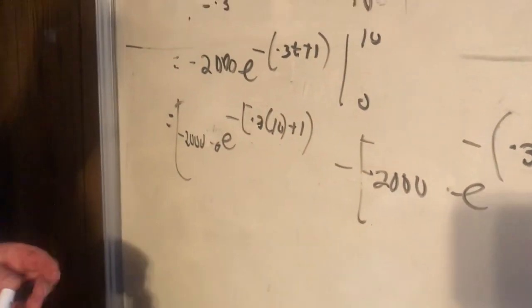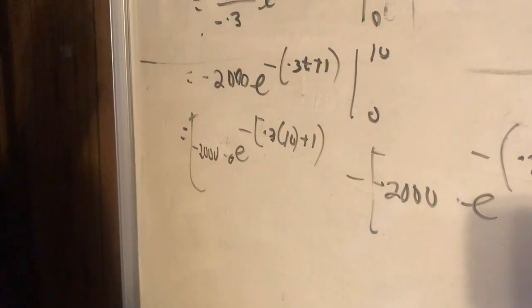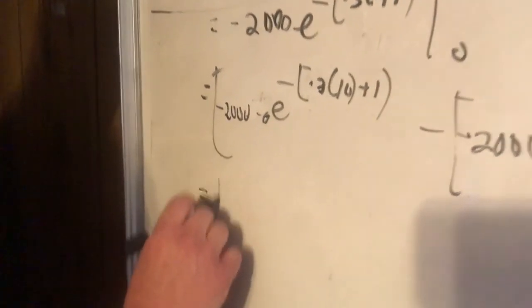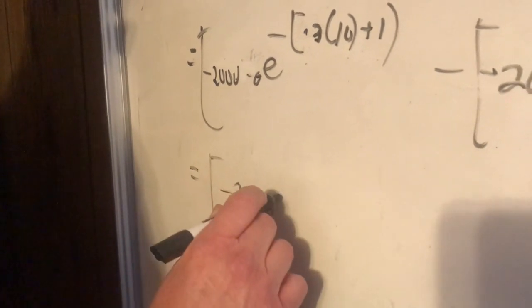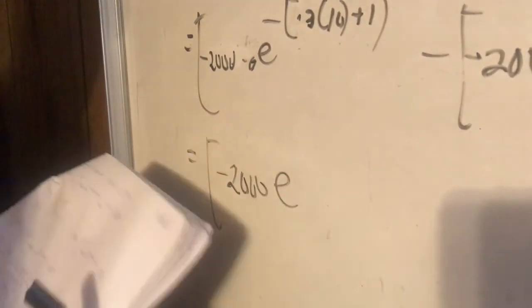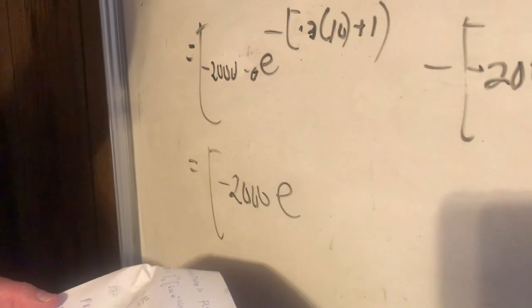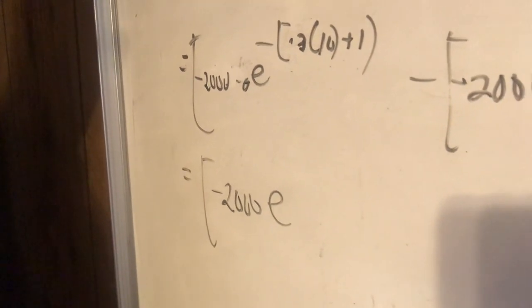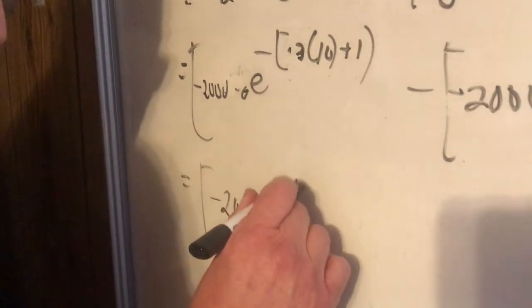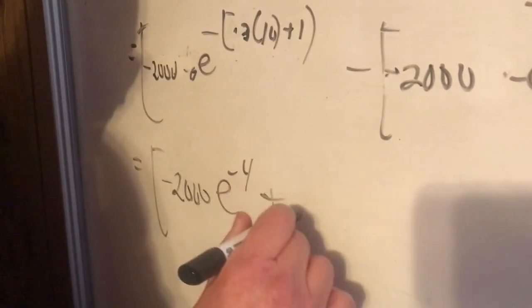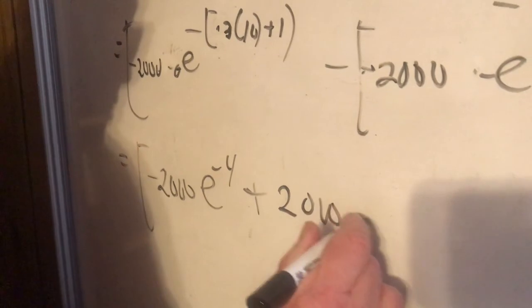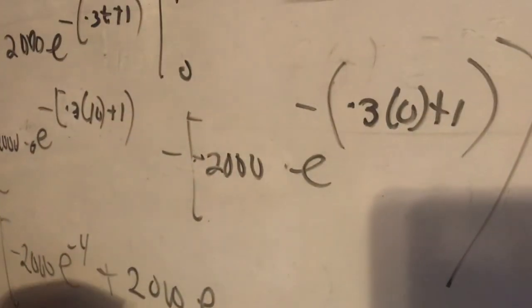Okay, so what are we going to get here? We want to get minus 2,000 e, and 0.3 times 10 is going to be 3, so it's going to be e to the minus 4, minus 2,000, which is plus 2,000, e to the minus 1.